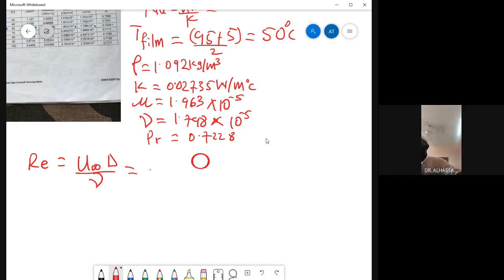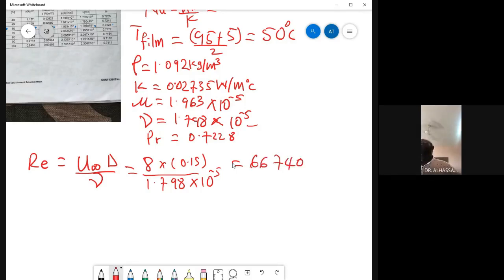So let's see. We have 8 times 0.15, divided by the kinematic viscosity, which is 1.798 times 10 raised to the power minus 5. So this gives me how much?